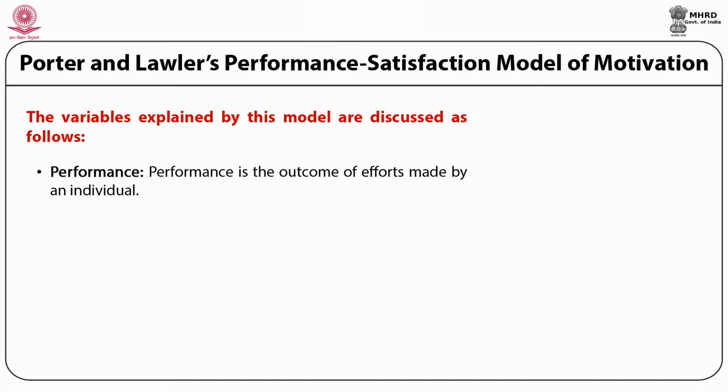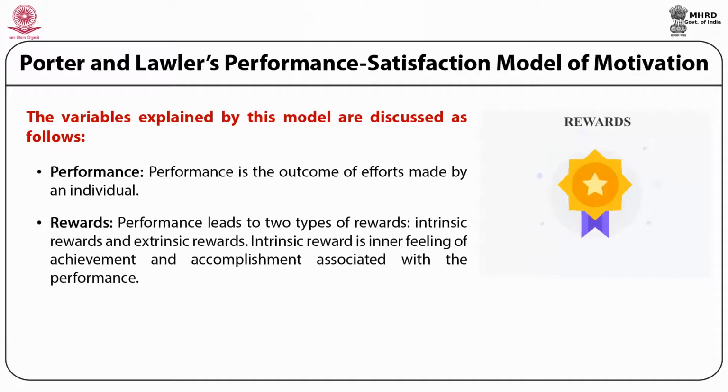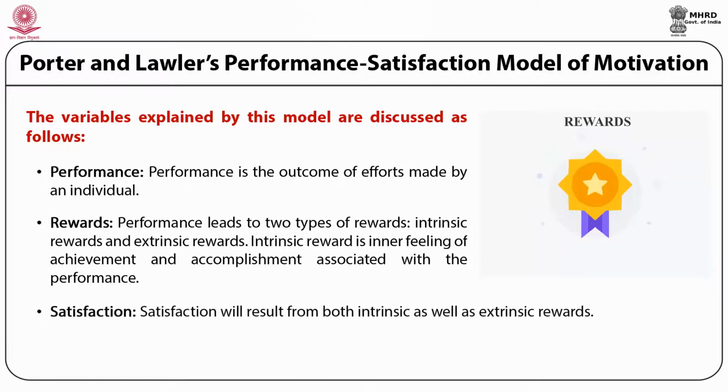Fifth variable of this model is rewards. Performance leads to two types of rewards: intrinsic rewards and extrinsic rewards. Intrinsic reward is inner feeling of achievement and accomplishment associated with the performance. Extrinsic rewards are given by the organization in the form of incentives, recognition, and promotion. Last variable of this model is satisfaction.